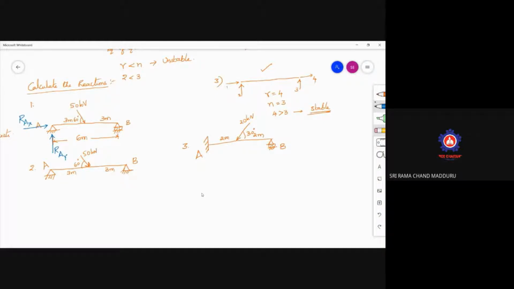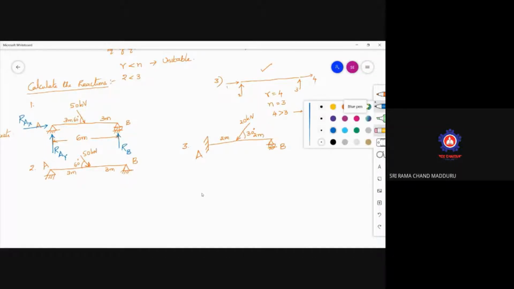Whereas here, what is the force? It is a roller support. So for a roller support, only one vertical reaction is there. This is RB. However I am writing it as RB, the reaction at B. Reaction at A along Y direction, reaction at A along X direction.